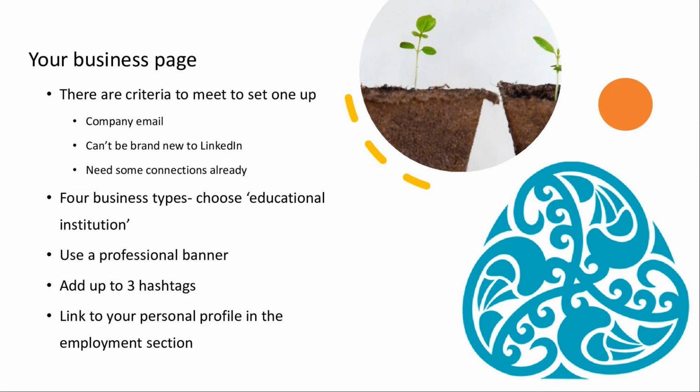Now, there are 4 different page types when you go to set it up. There's 3 different sizes of business, and then the 4th one is educational institution. If you choose educational institution, then when other people are putting up their CVs on LinkedIn, which is how most people use it, they can say where they studied.